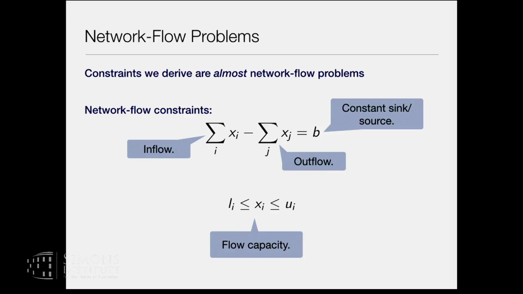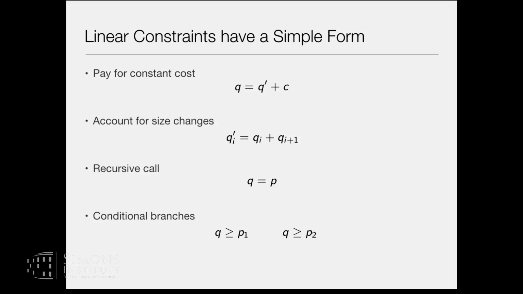I said the constraints we get are kind of similar, and so if you just think of a program where you just have straight line code, with some additions, that would look as follows. At every line you have some potential Q, and then you have some cost C, and at the next line you have some Q prime. This is exactly what you get from this network flow.